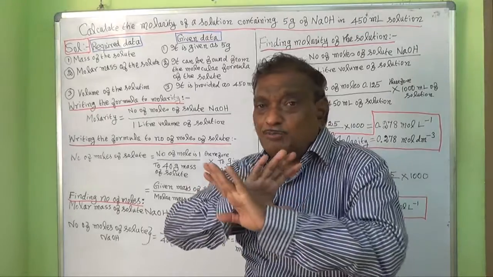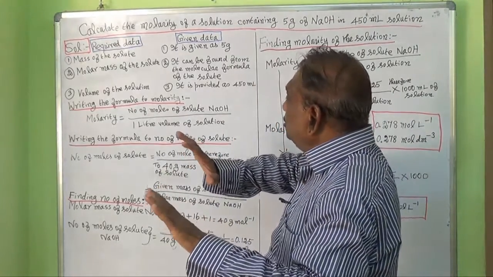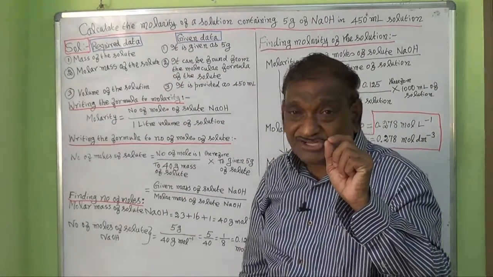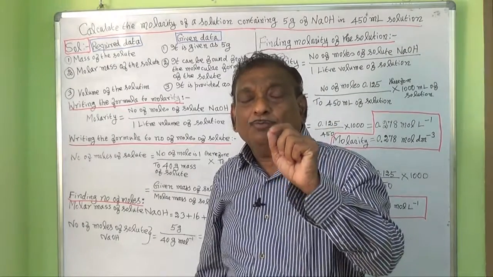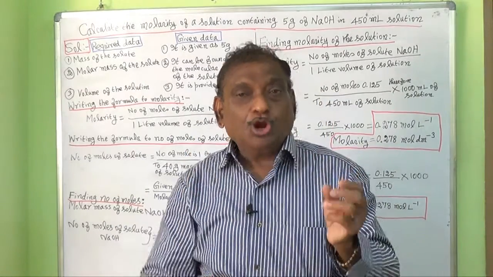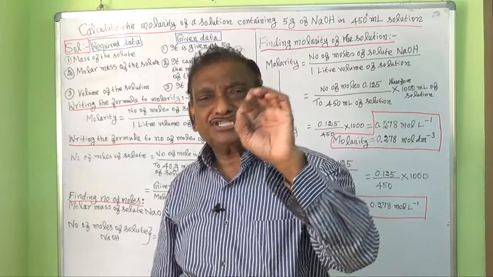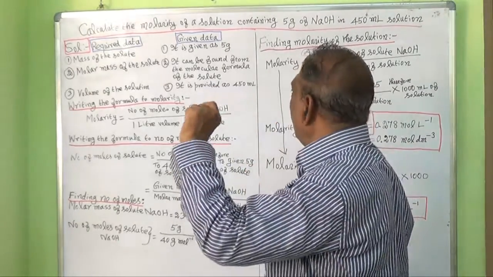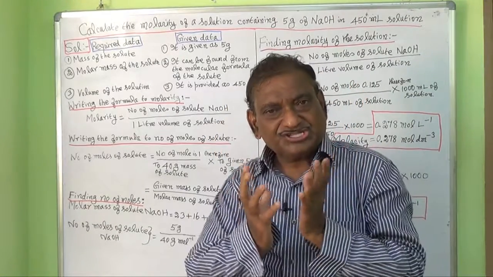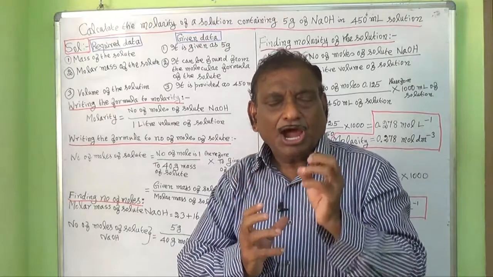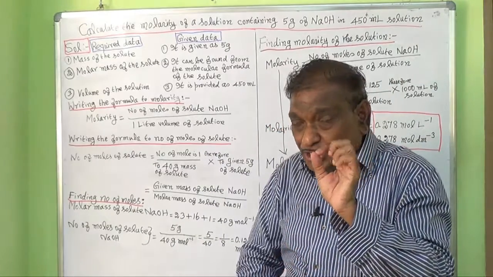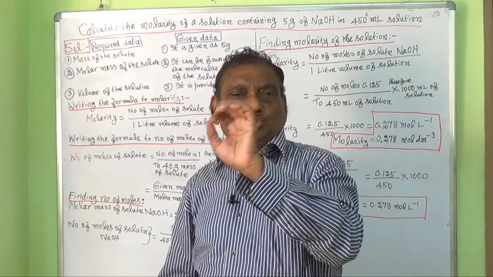But the molar mass of the solute is not given in the sum. From the available information, we have to calculate the molar mass of the solute sodium hydroxide. We can find the molar mass of the solute sodium hydroxide from its molecular formula, that is NaOH. So, from this sum, we can get all required data. Now we proceed to find the molarity of the solution.